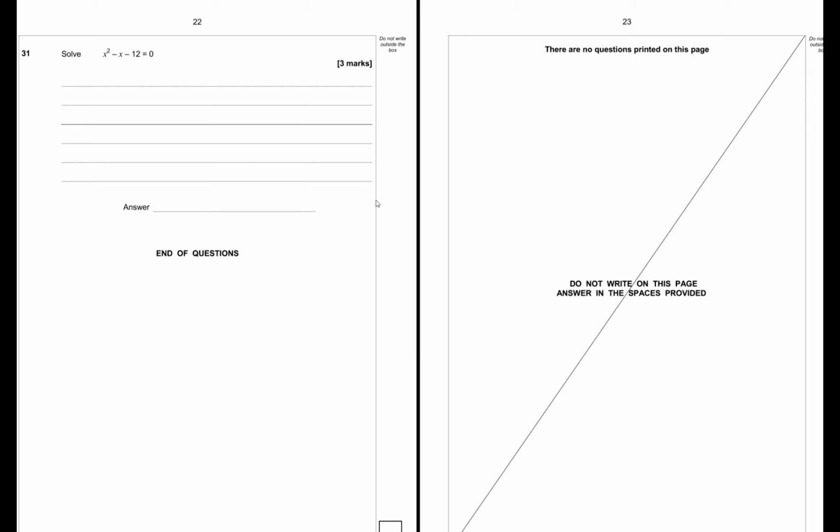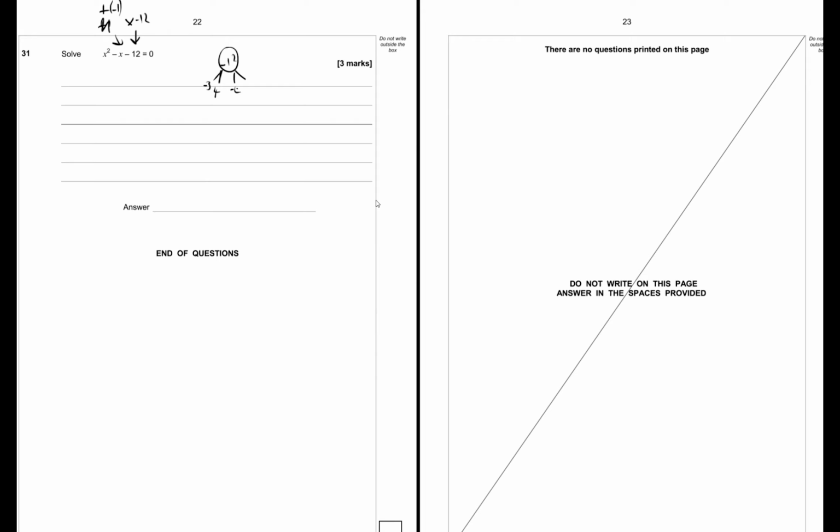Solve x squared minus x minus 12 equals 0. Okay, so what we want to do here is find two numbers that times together to give you minus 12, and two numbers which add together to give you minus 1. So let's think this through. What numbers times together to give you minus 12? So minus 12, what are the factors? So we could have minus 3 and 4.